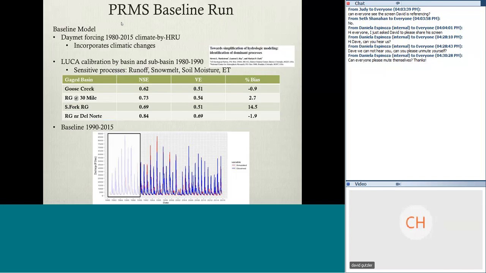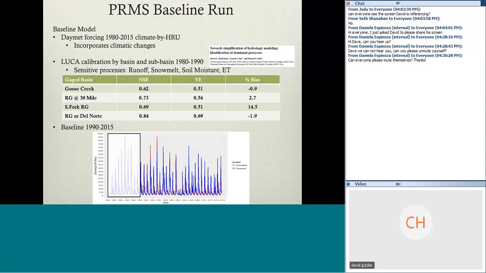So using the National Hydrologic Model pull as a baseline, we did a further calibration using the DayMet forcing product from 1980 to 2015, and that incorporates some of those climatic changes that the previous presentation highlighted. We used the program LUCA to calibrate by basin and subbasin for a 10-year period, focusing on the processes of runoff, snowmelt, soil moisture, and evapotranspiration, which were identified as some of the more sensitive processes in the basin. And you can see some of the fit parameters following that calibration.